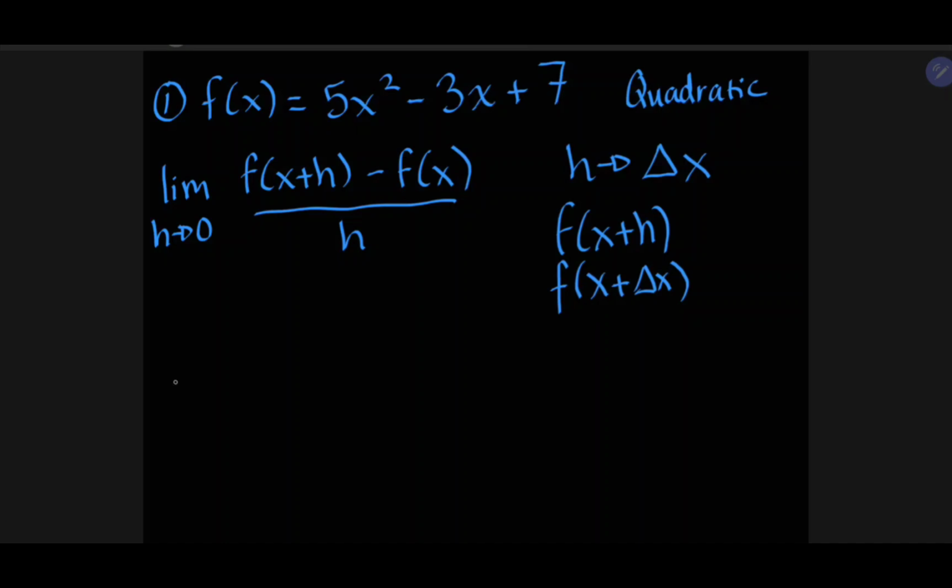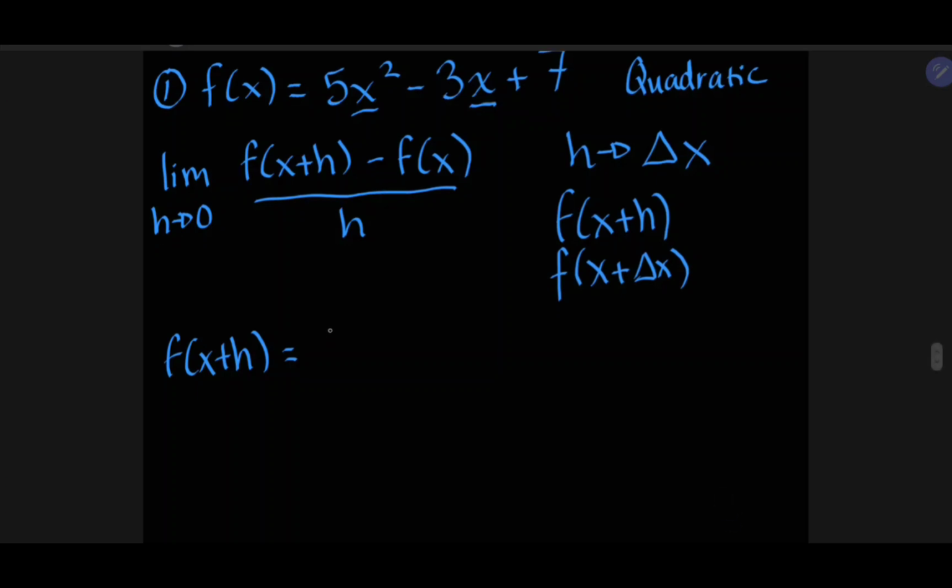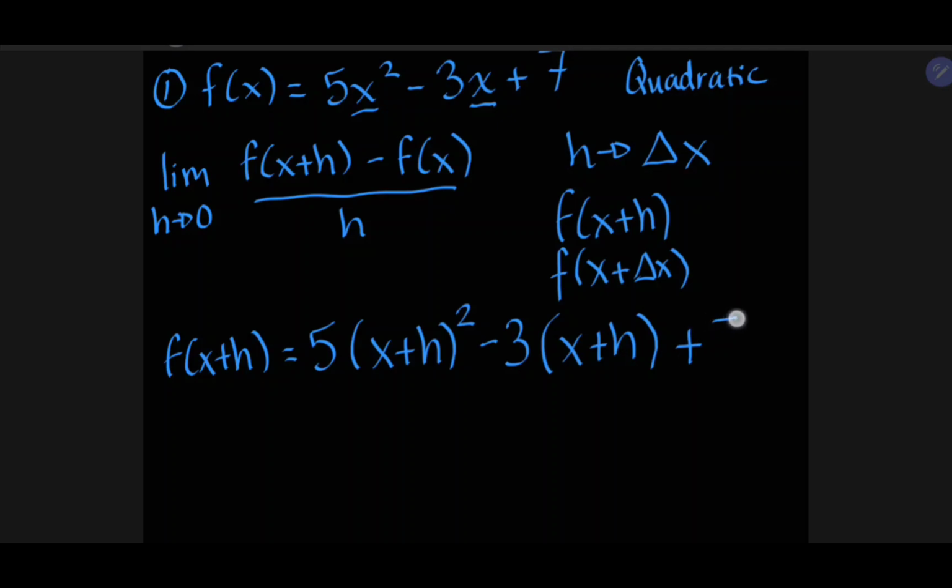So what I always tell my students to do first is to find f of x plus h from the original equation. So our original equation is 5x squared minus 3x plus 7. So in place of x, in these two locations, and always make sure you put it in parentheses. So 5 parentheses x plus h, and that x was squared, so we need to put a 2 on top, minus 3 parentheses x plus h plus 7.